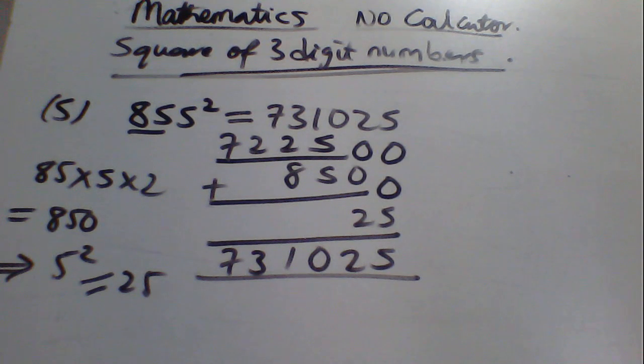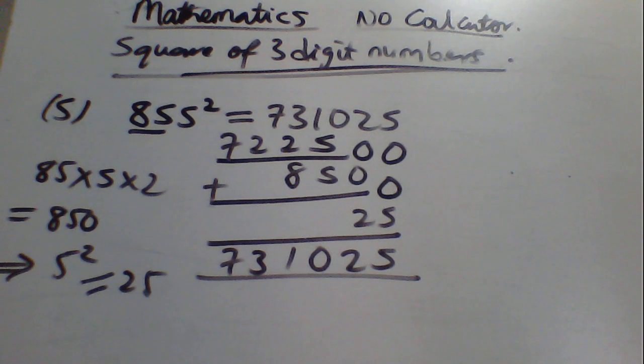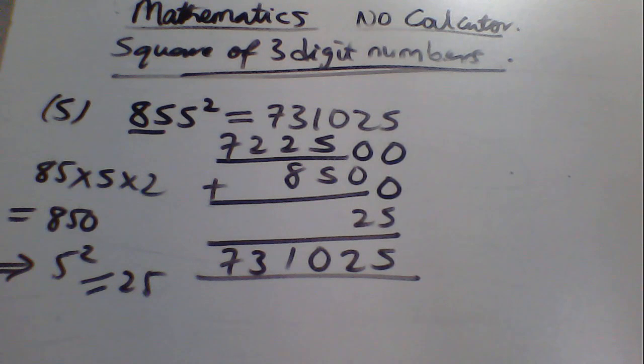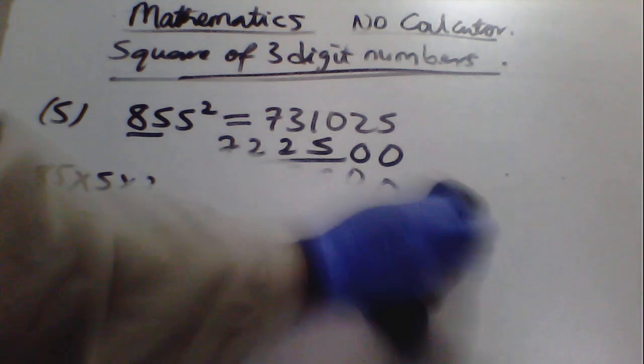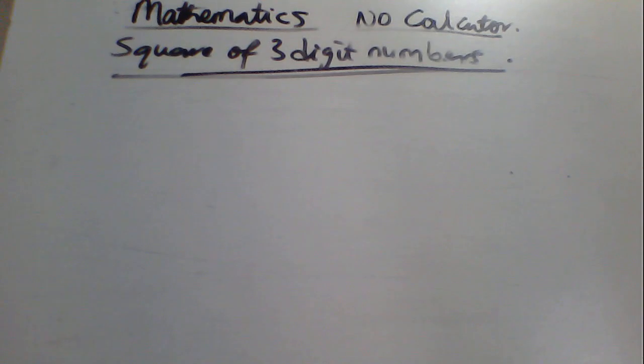You can as well use this formula, this line drawing, to find the square of this 85. Find the square of a 2-digit number. You can use this drawing of a line. If you do not understand those 2-digit formulas, you can still use line drawing to find the square of a 2-digit number. Let's do it.